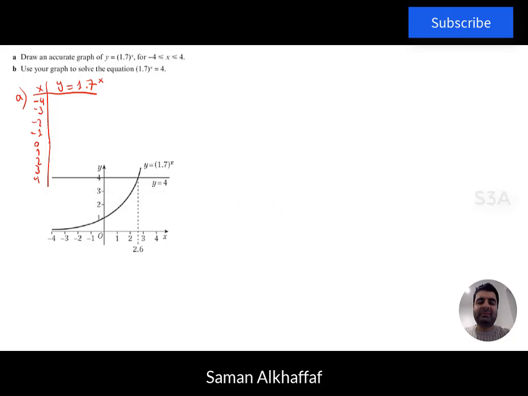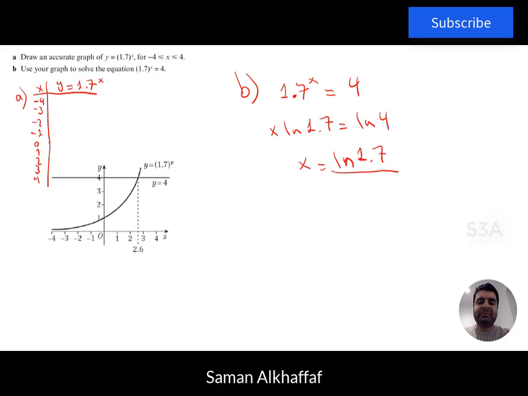Now for part B, we take 1.7 to the power of x equals 4. So we can take ln of both sides, so that will be x ln 1.7 equals ln 4. So in this scenario, x will be ln 4 over ln 1.7, which will give us approximately 2.6 as the answer for x.